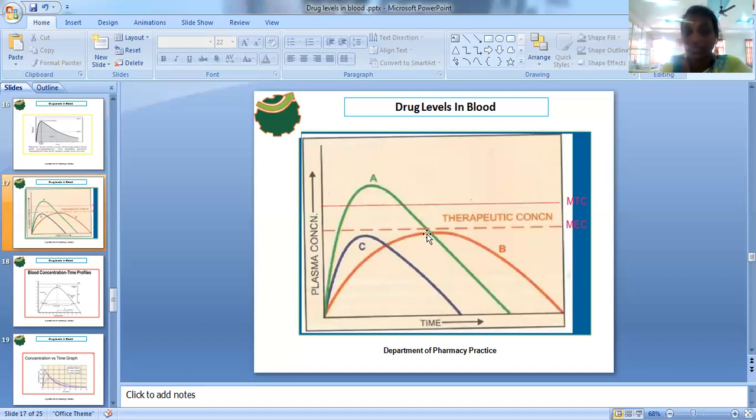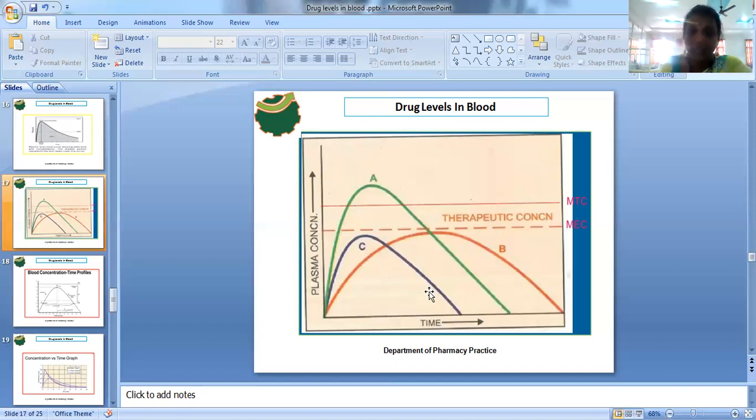Why? It does not cross the minimum effective concentration. Without crossing the minimum effective concentration, there is no therapeutic action. That means the B curve shows the maximum time spent by the drug in the body is more, but it does not cross that MEC. It will be at a subtherapeutic level only.